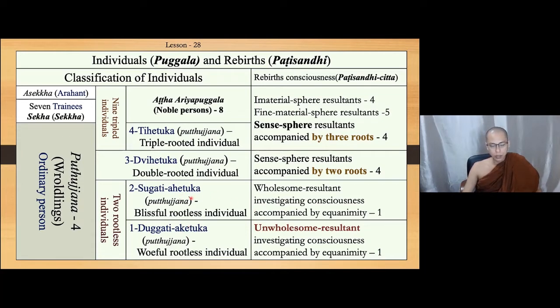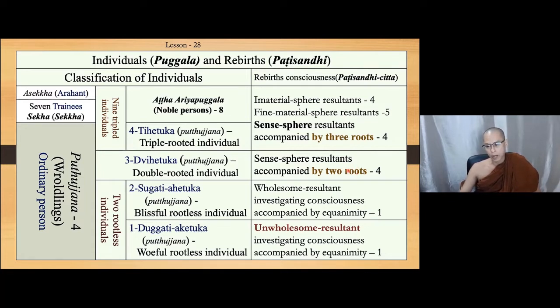For the Sugati Ahetuka, who was born in the blissful plane of existence but is still a rootless individual, the rebirth linking consciousness, Pradisandhi, or life continuum, Bhavanga, can be identified with the wholesome resultant investigating consciousness accompanied by equanimity. If a person is Dvihetuka, we can identify his Pradisandhi and Bhavanga by the sense sphere resultant accompanied by 2 roots, sometimes with equanimity and sometimes with joy. But from the side of the roots, the only 2 roots are Alobha and Adosa.